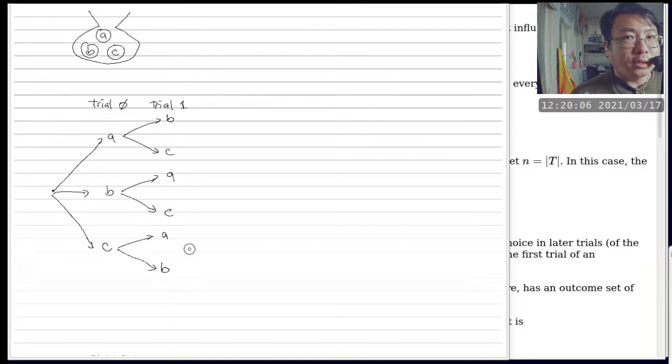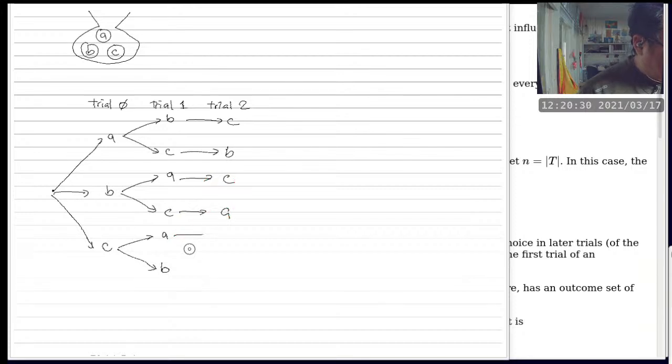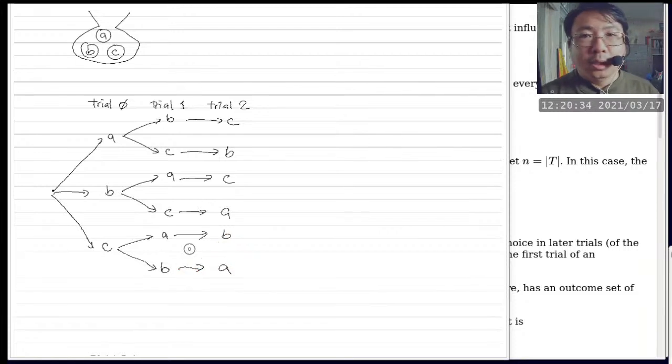Okay, so now let's look at trial 2, which is the third trial. Trial 2 is pretty easy, right? Because after A and B are taken out of the bag, we don't have a choice. C has to be the only one left. And in this case, B has to be the only one left. C over here, A over here, B over here, and then A over here. So that's a little bit more complicated, right?